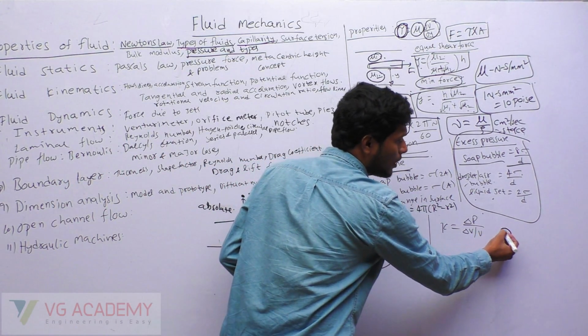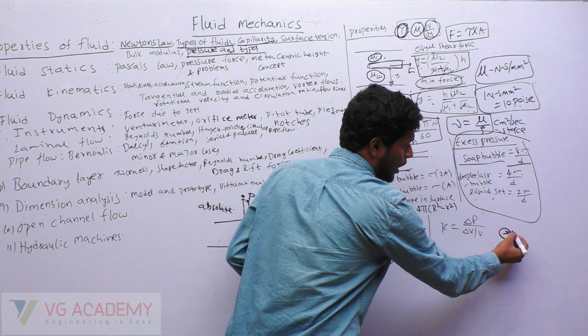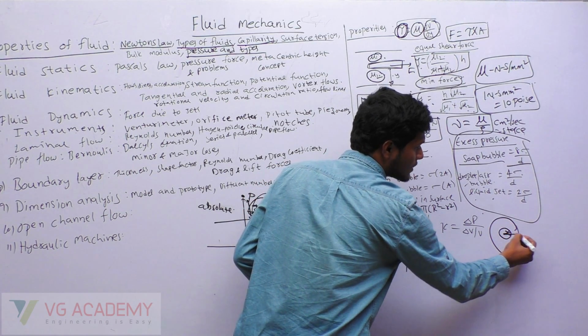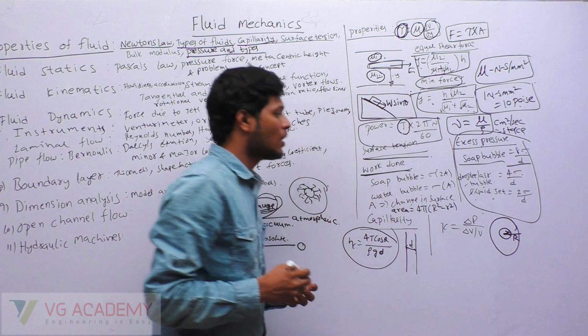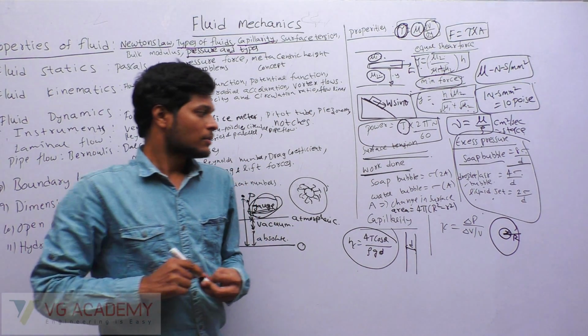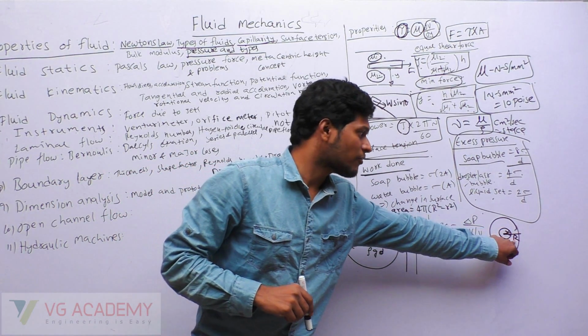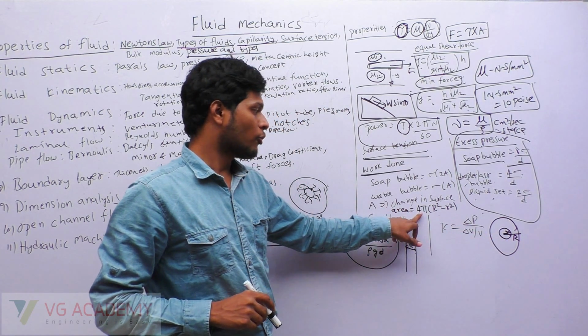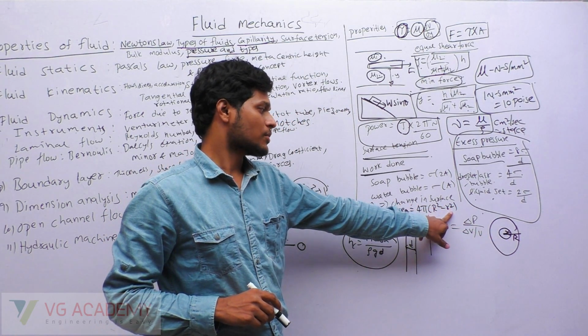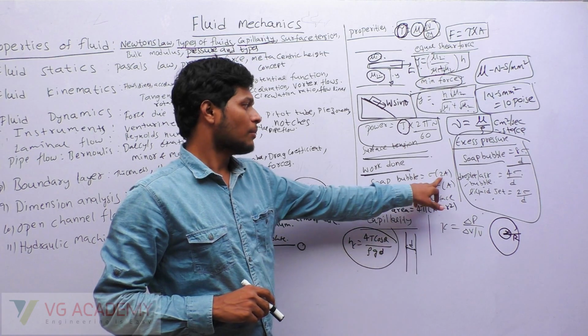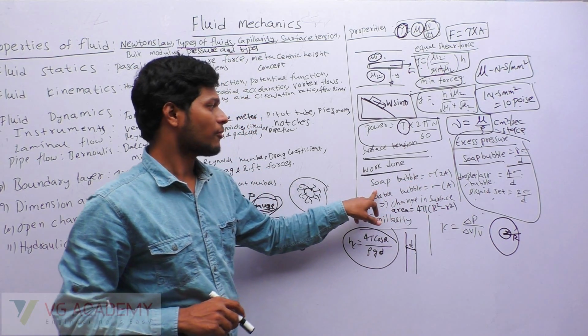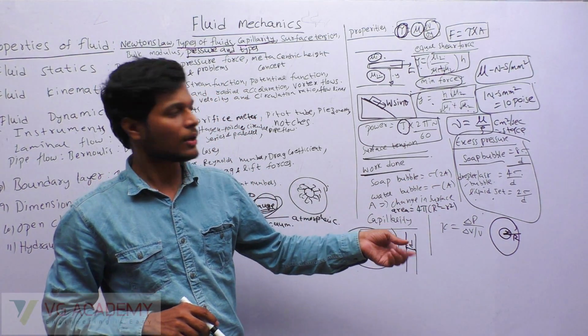Suppose you have a bubble of radius r, and you want to increase the radius of the bubble to capital R. How much work has to be done? First, you have to calculate the difference in surface area, that is 4 pi into R square minus r square. By finding this area and multiplying with surface tension, you can find the amount of work done.